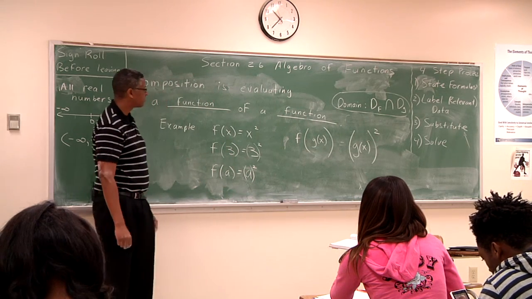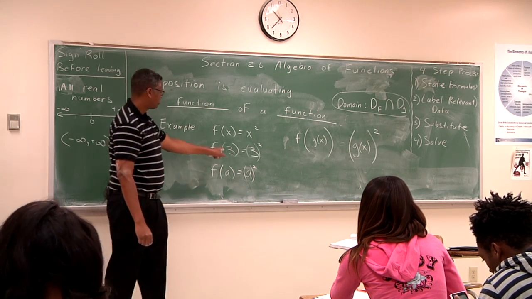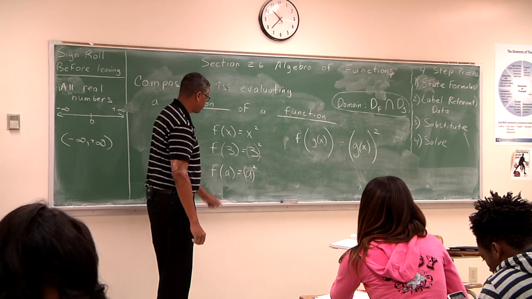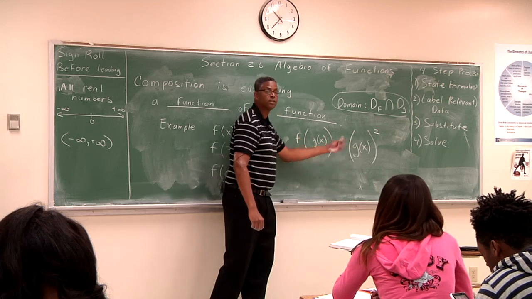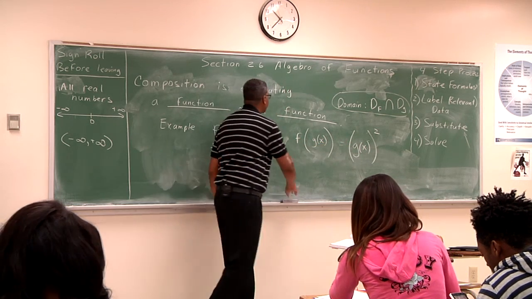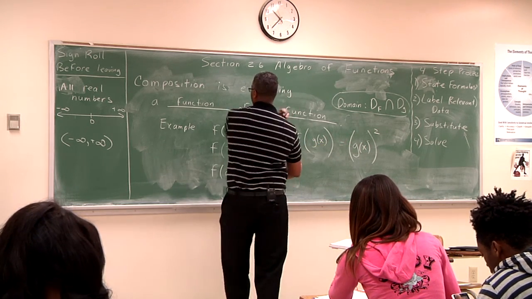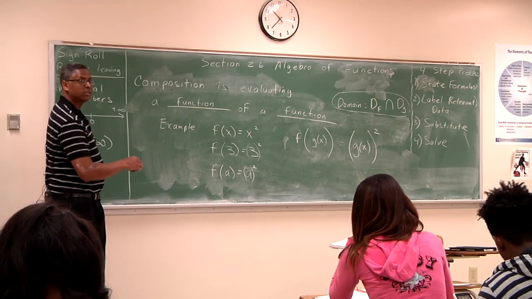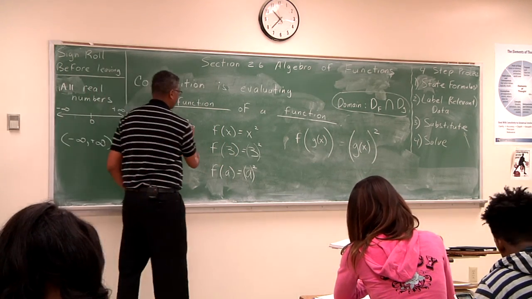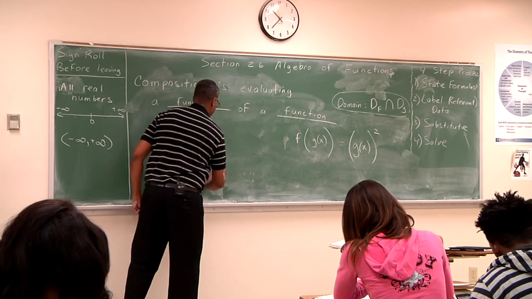Is everybody clear on that? You substitute in a 3, you get 3 squared. Substitute in a, you get a squared. Substitute in g of x, you get g of x squared. All right, so it's the same thought process. So did everybody write this down? Okay, so I'm going to go ahead and talk about the notation for composition.